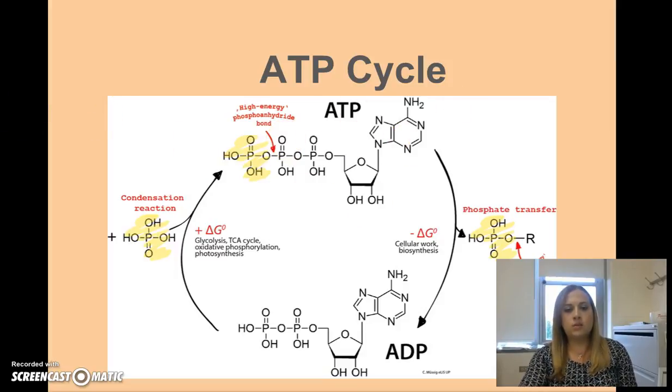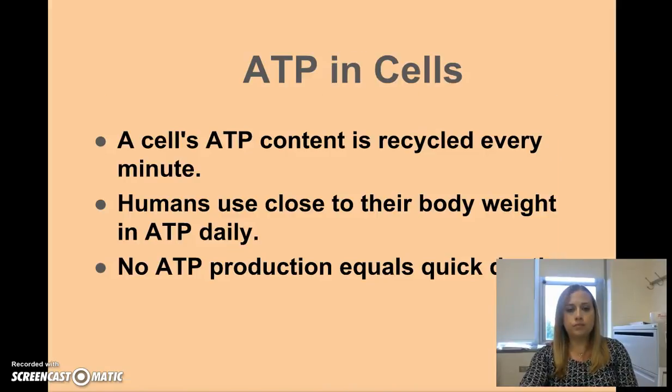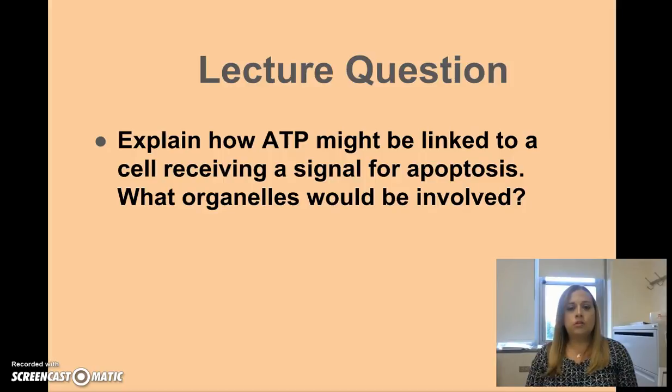So the fact that ATP recycles is very important. And it actually happens really quickly. So a cell's ATP content is recycled every minute. And humans use actually close to their body weight in ATP daily. So if ATP weren't recycled and it was something that we had to consume every day, that would be pretty hard to do because so much of it is used. And then I think the picture is kind of covering this up a little bit, but it says no ATP production equals quick death.